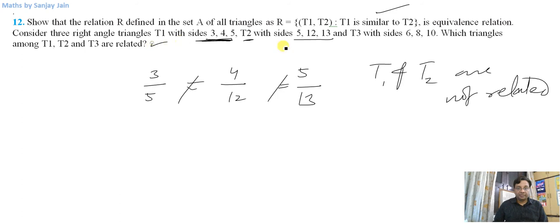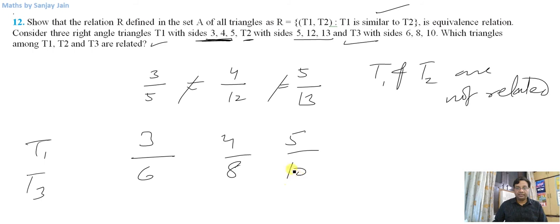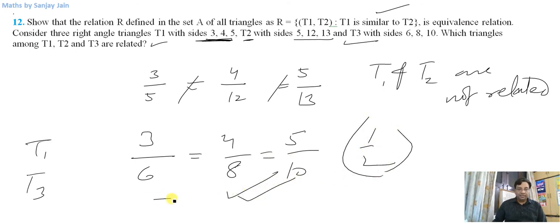Let me check for T1 and T3. So 3, 4, 5, the sides of T1, I have written. Now in the denominator let me write the sides of T3: 6, 8 and 10. And now I need to check whether these are equal. 3 by 6, 4 by 8 and 5 by 10 all mean 1 by 2, right? So these are equal. Hence I can say T1 is similar to T3. Hence T1 is related to T3.